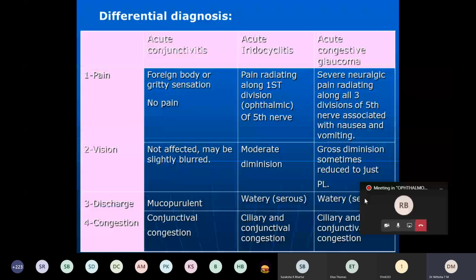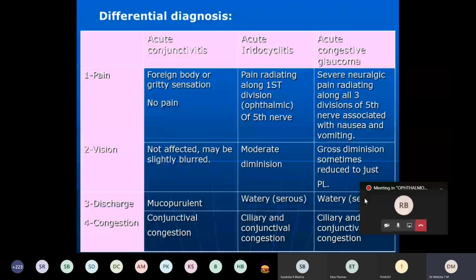In acute conjunctivitis, vision is not affected. There can be slight blurring of vision because of the mucopurulent discharge. In acute iridocyclitis, moderate diminution of vision is there. When you see gross diminution of vision, you should always remember it is due to congestive glaucoma. It can even be reduced to perception of light only. In acute conjunctivitis, you have mucopurulent discharge. In acute iridocyclitis, there is watery discharge. In acute congestive glaucoma also, you have a watery serous discharge.